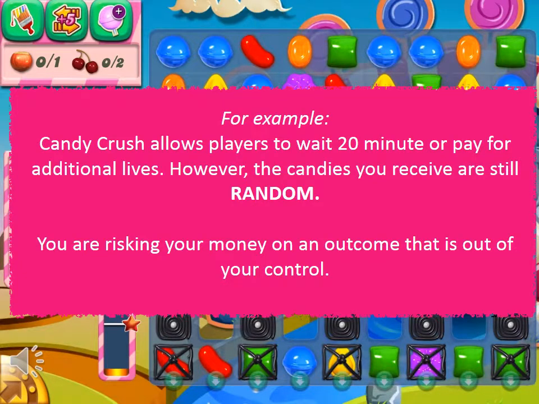Let's go over an example to more clearly understand how the freemium model can become gambling. On the screen here, we have the game Candy Crush. In Candy Crush, you have 3 lives. Once you use up your 3 lives, you can either wait 20 minutes or you can pay $1.99 for an additional life. The additional life gives you another chance to try the level again. However, whether you pay for the lives or you wait 20 minutes, the outcome of the game is the same. This is because the candies that drop down are random, regardless of if you pay or you wait.